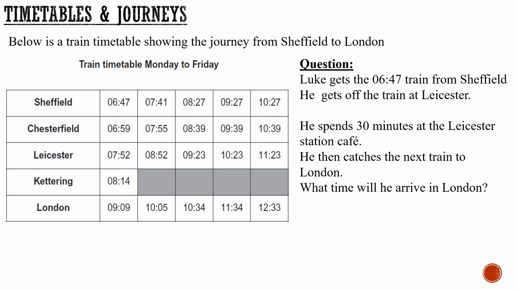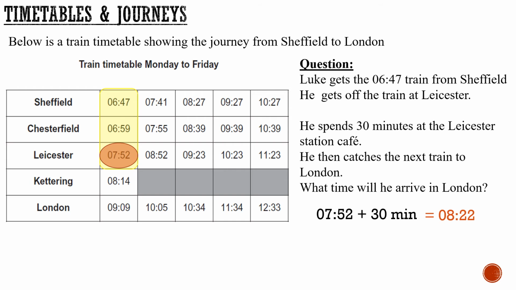So let's have a little look. The 06:47 train means that we're definitely getting that one there. And it says he gets off at Leicester, so we know we're looking at this section of the journey first. He's arrived in Leicester at 07:52 and he spends 30 minutes at the cafe. So we're going to add 30 minutes to 7:52 and that takes you to 8:22.